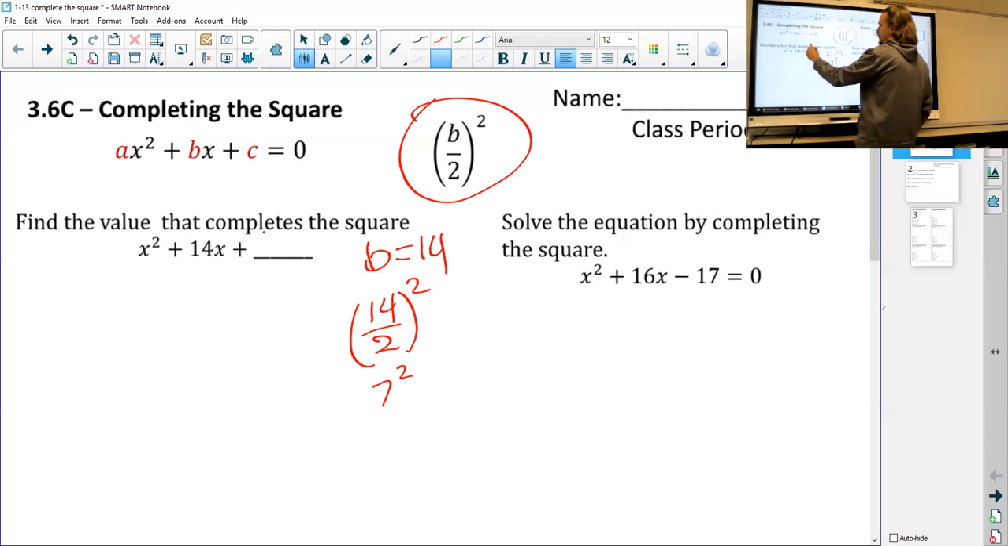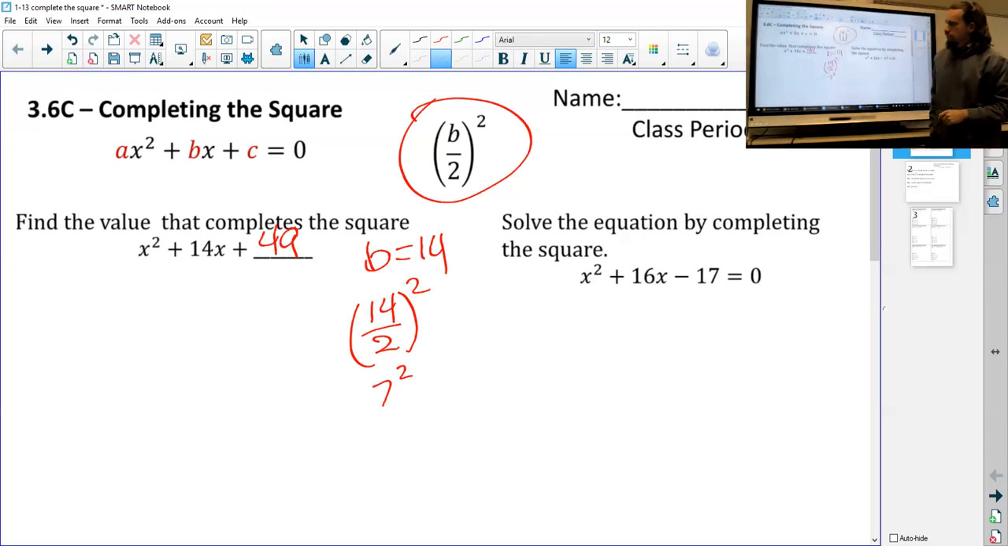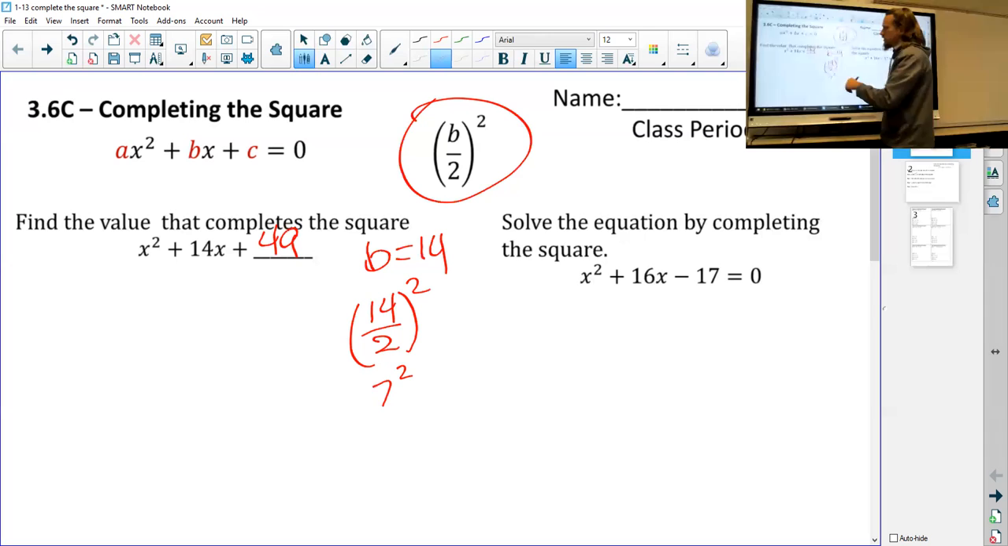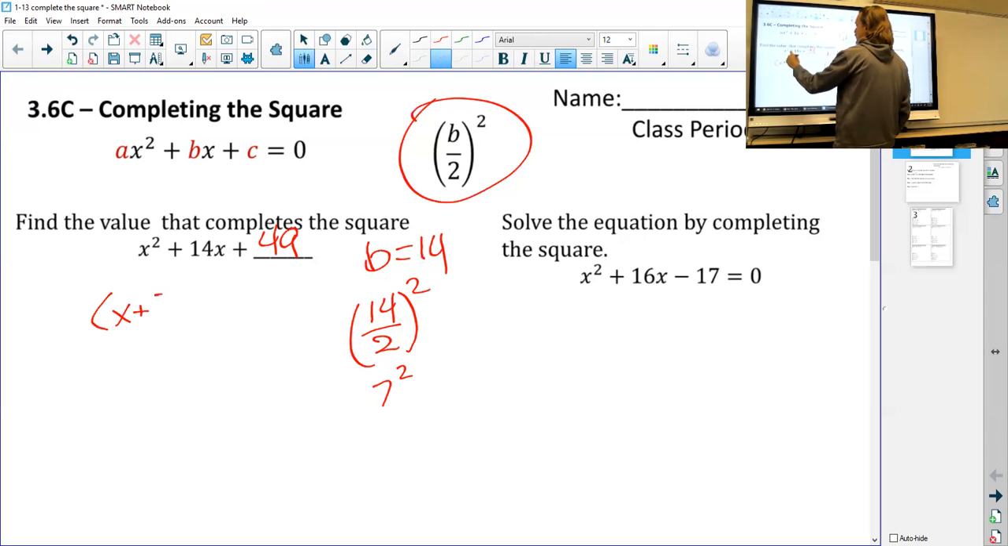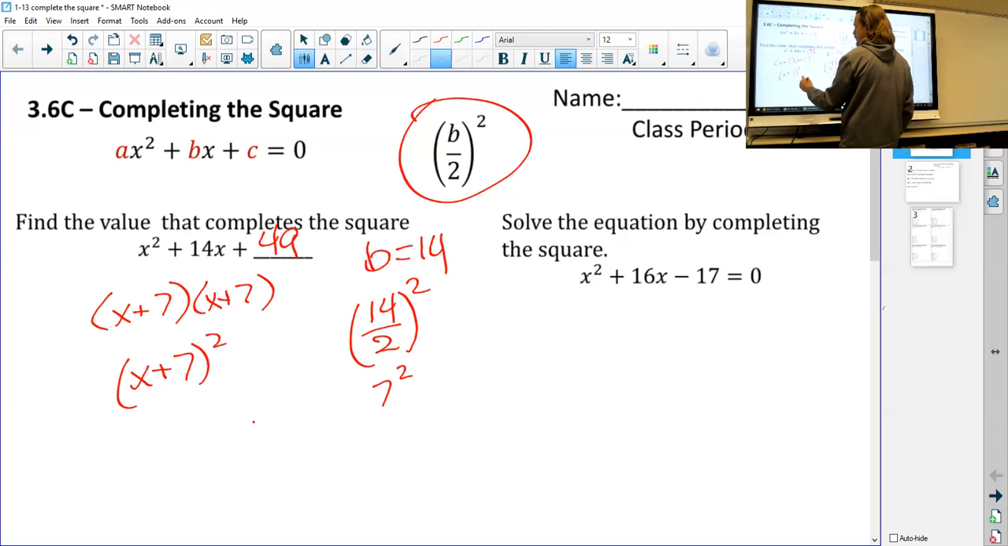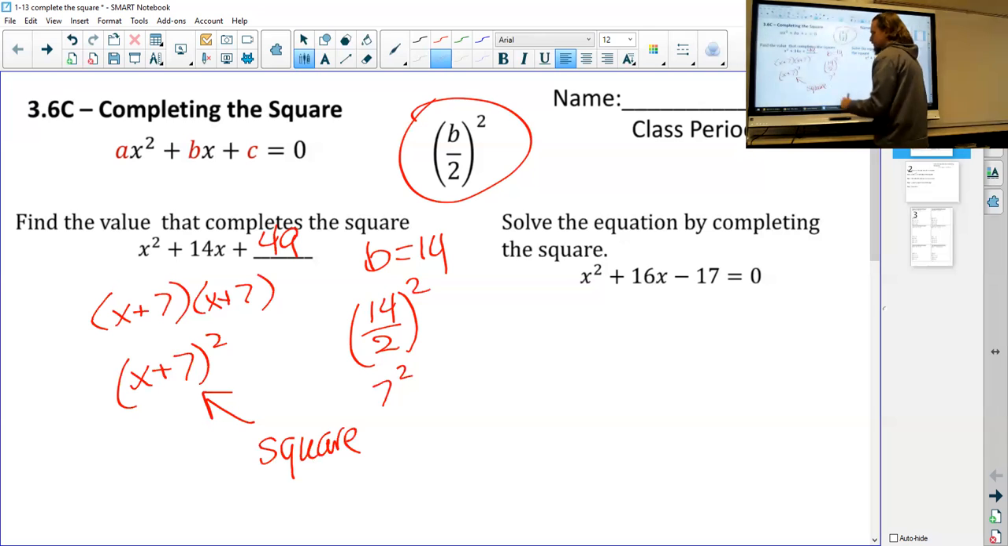7 squared is 49. So if that was my equation, x squared plus 14x plus 49, how could we factor this out? Well, what two numbers add up to 14 and multiply to 49? Well, that's just x plus 7 times x plus 7, or more simply, x plus 7 squared. So when we say complete the square, that's the square we're talking about. Really, this should be completing the perfect square trinomial, but that doesn't quite roll off the tongue as well.